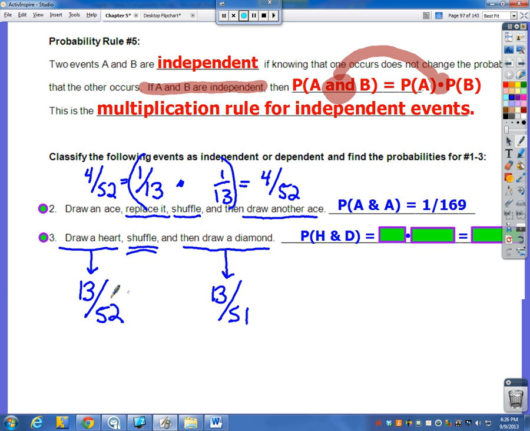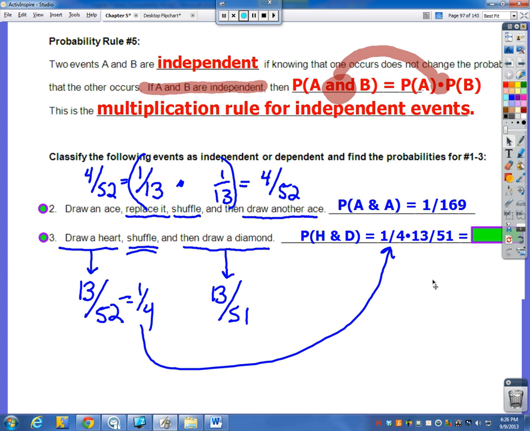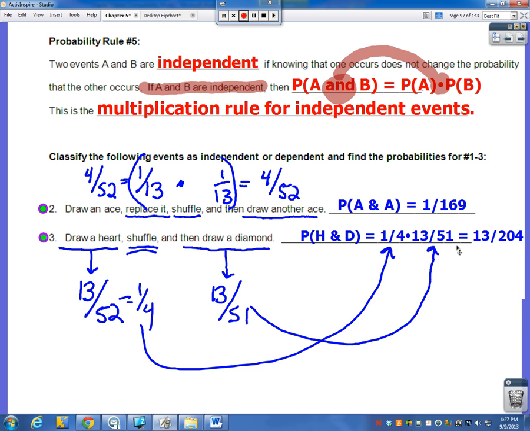At this point, you can multiply these two things together, okay? So we can take 1/4, which is our 13 out of 52. That's where I'm getting this from, times 13 out of 51. So you can still multiply two events together as long as you take into consideration whether events are really independent or not. So 1/4 times 13/51 makes 13 out of 204, simplified.